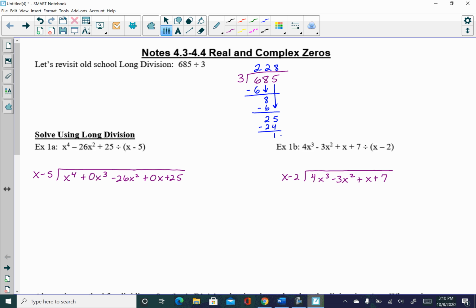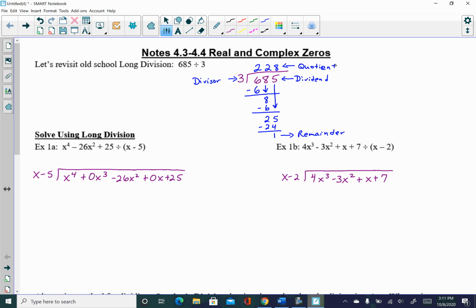This 1 down here is referred to as your remainder. A little bit of vocabulary terms here. The 1 is your remainder. The 3 out here was your divisor. The 685 is the dividend. And the answer that you found is referred to as the quotient. That's what I always say whenever you're dividing something. They say find the quotient. And that means just the answer, essentially.